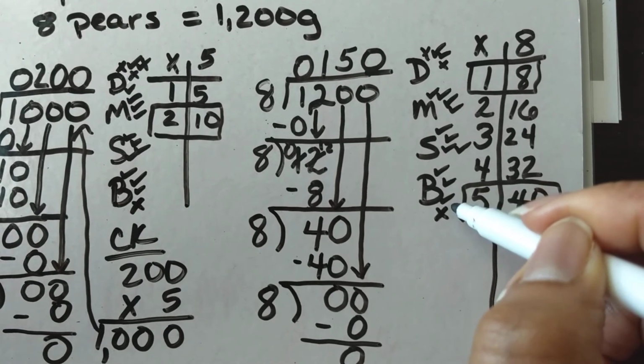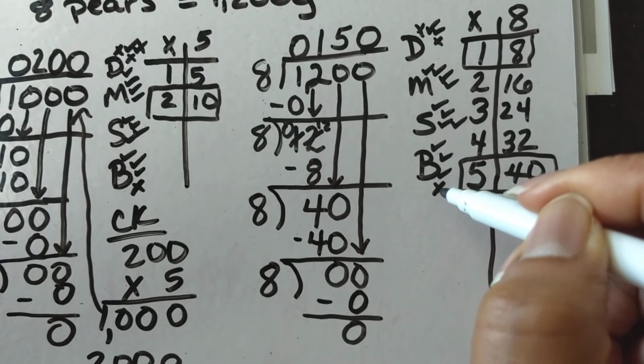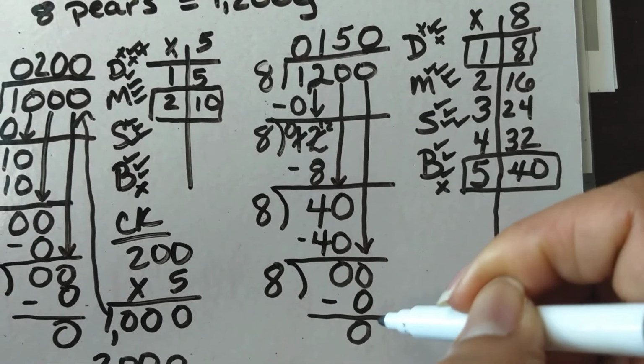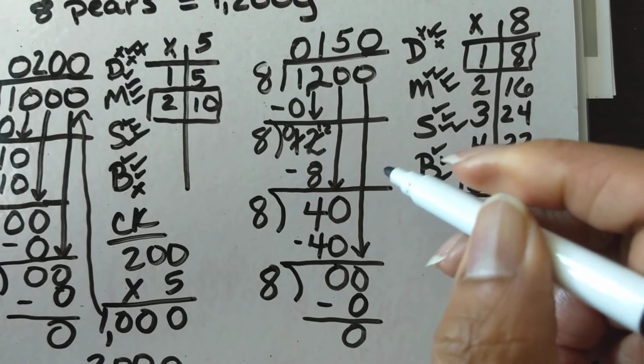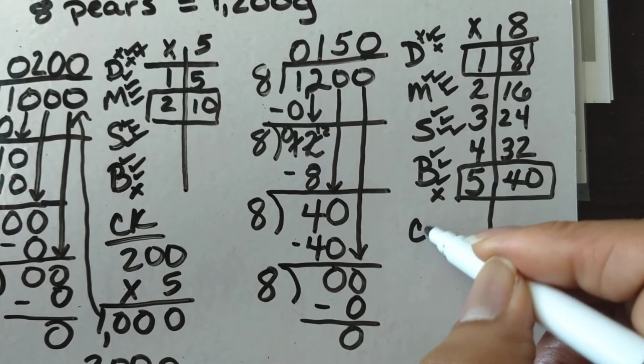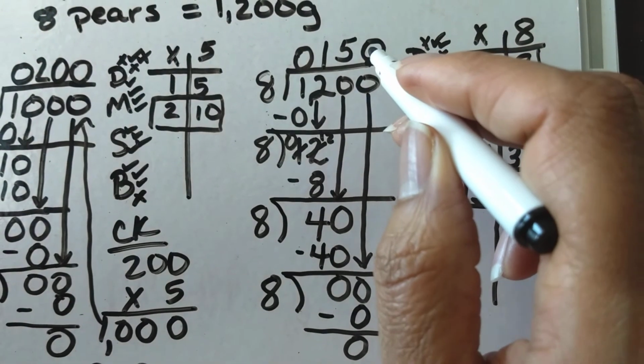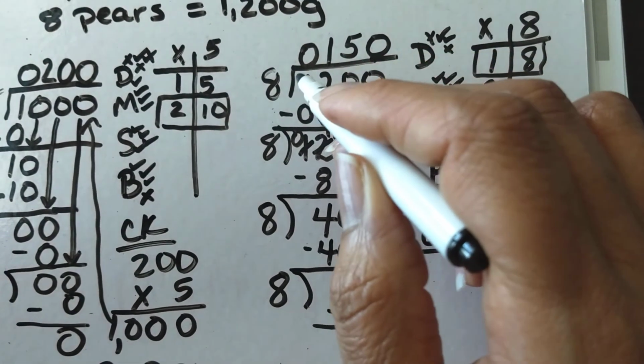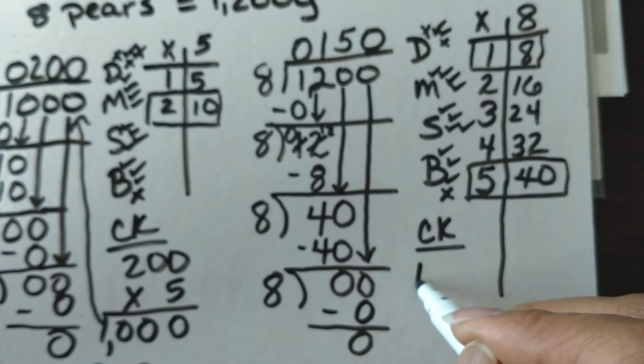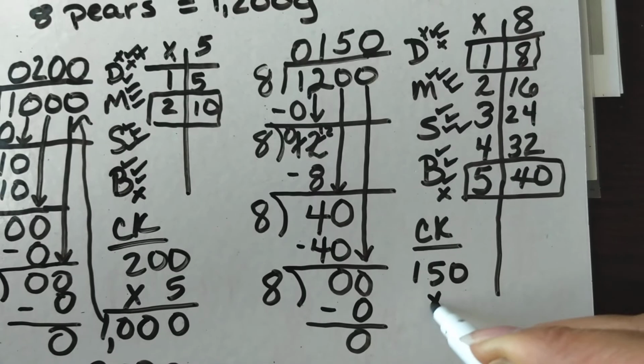If there's an X on the B, what does that mean? That means I'm done dividing. I don't have a remainder. So my next step will be to do my what? To check. My quotient is 150. So I multiply my quotient times my divisor, which is 8. So it's 150 times 8.